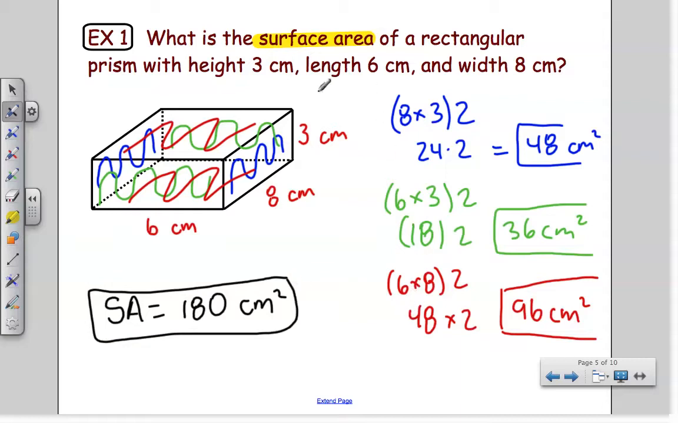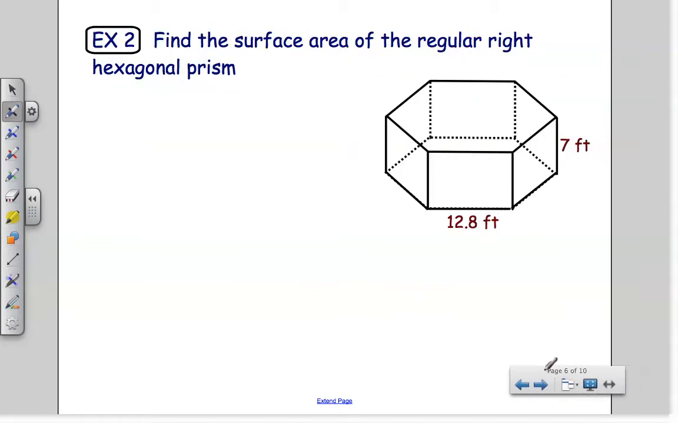Okay? So no real formula that I'm giving you, because you should know how to find the area of rectangles in this case and add them all up. No big deal. Okay? So there's a rectangular prism example. What about when I have some sort of regular polygon for the bases? Checking here, I do have 2 hexagons as bases, and then it would be 6 rectangles going around the outside, right? Because this is a hexagonal prism.